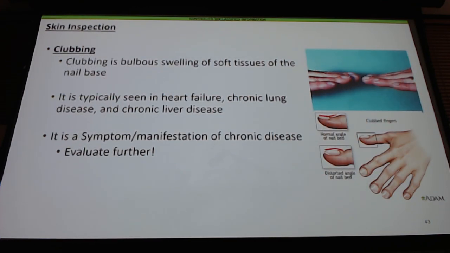Then we talked about clubbing and how this is a chronic problem. This is not something that just acutely develops. It's a chronic problem.